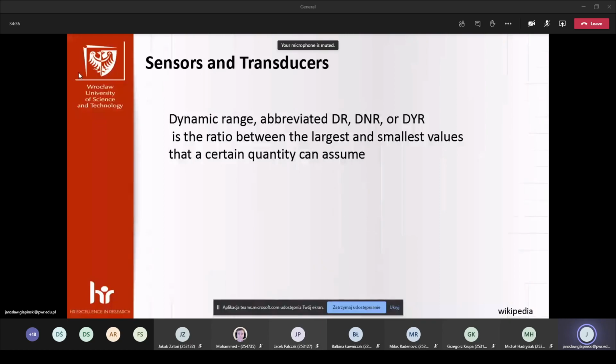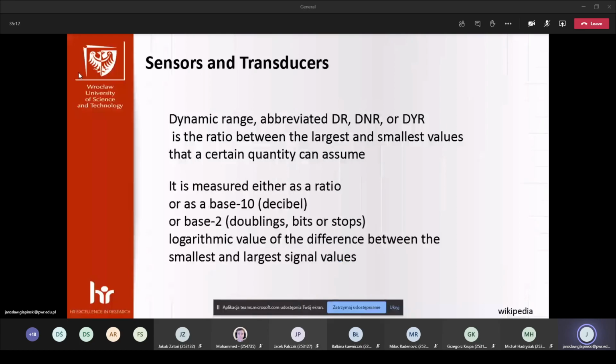And dynamic range is the ratio between the largest and the smallest value that can be obtained by the sensor. So if we've got a sensor, for example, for temperature, and the sensor can measure from 1 Celsius degree to 100 Celsius degrees, then we've got a dynamic range from 1 to 100. Okay, so it's a dynamic range of 100.